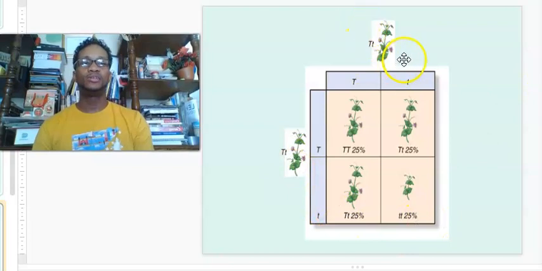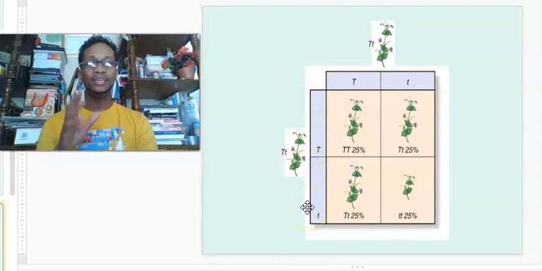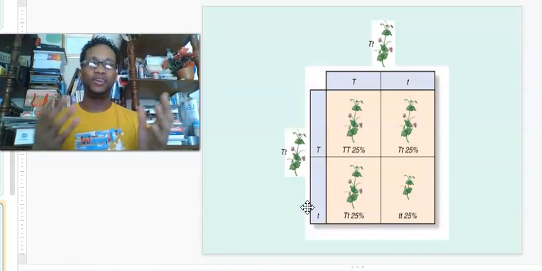You see the dominant gene here is T, for tall height. On the top, the male is heterozygous, capital T, lowercase t. And the female is also heterozygous, which is tall too, capital T, lowercase t. Okay? Now, the offspring have different percentages of coming out.